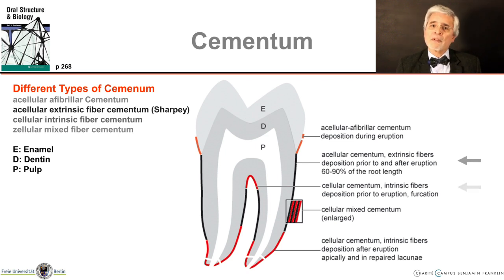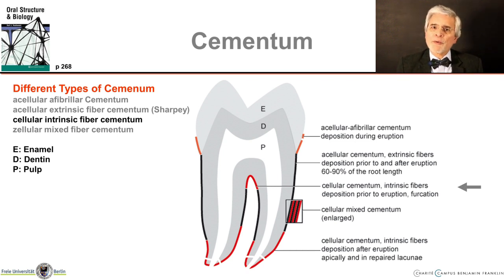And now comes the cellular intrinsic fiber cementum. This type of cementum does indeed contain cells, which are cementocytes, and also its own fibers, but no extrinsic fibers radiating into it. The intrinsic fibers are groups of fibrils that run parallel to the root surface, and the cementocytes organize this arrangement by creating compartments running parallel to the root surface with their cytoplasmic processes.